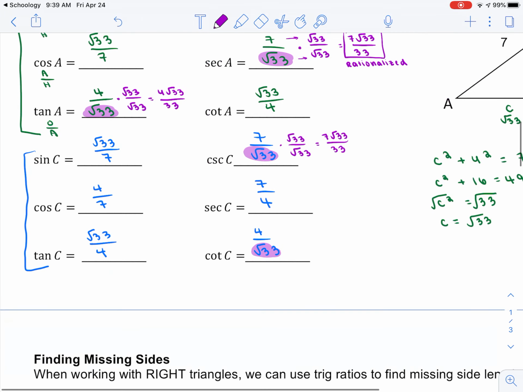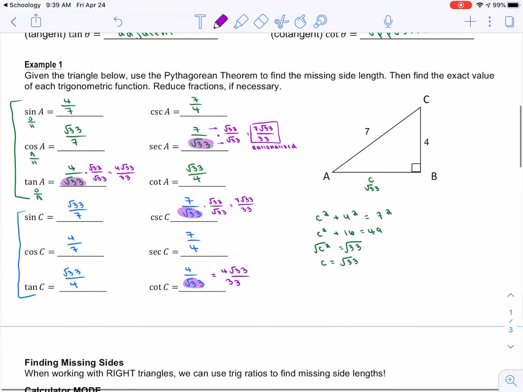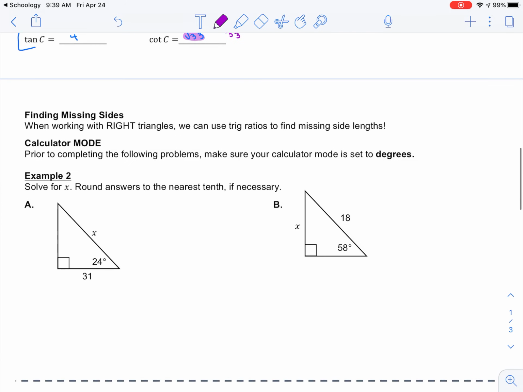So you're going to see those same ones down below here. You'll see that over here, the one that we didn't finish right here, is going to be the same thing as the tangent of A. So if you were to rationalize, this would be the 4 root 33 all over 33. So just kind of showing you guys something that you'll need to know for the future. Moving on to the next page of notes.